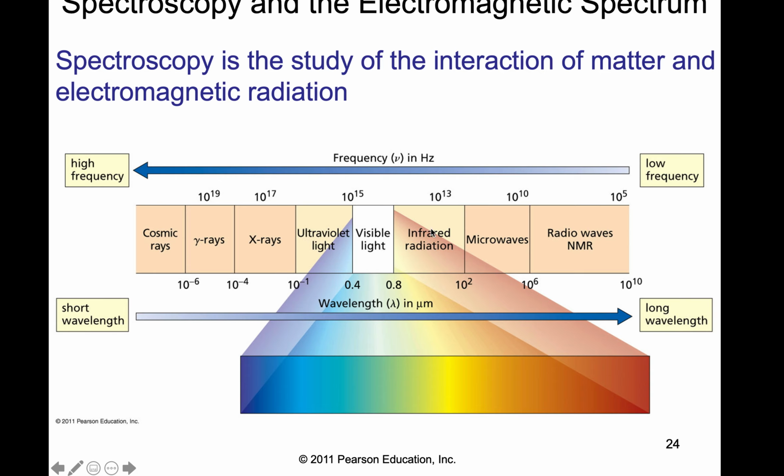Spectroscopy and the electromagnetic spectrum. Spectroscopy is the study of the interaction of matter and electromagnetic radiation. So we're going to focus on infrared right now, and energy from the sun that reaches the Earth's surface is visible light, heat, which is infrared, and a small amount of ultraviolet light, which can cause skin cancer, of course. These solar panels focus on visible light, but some of them are focusing on harvesting infrared radiation.